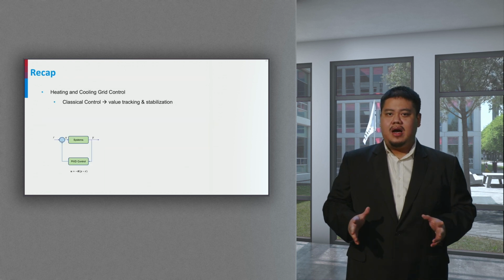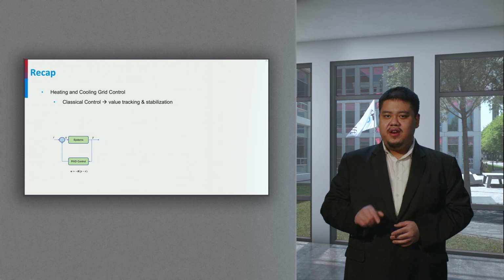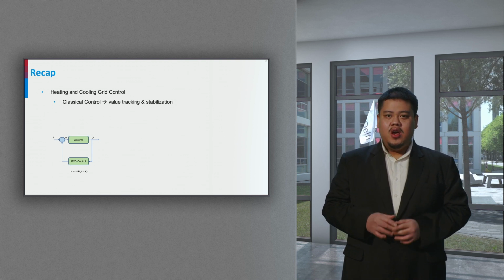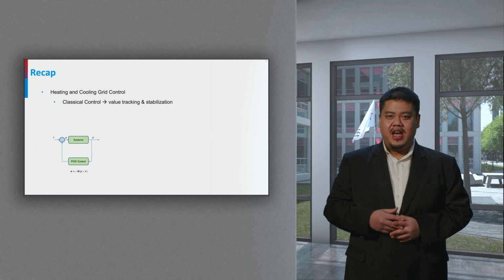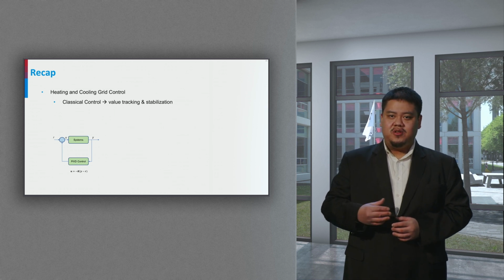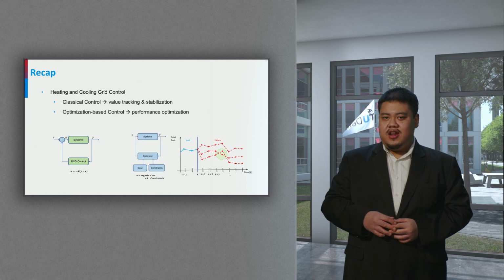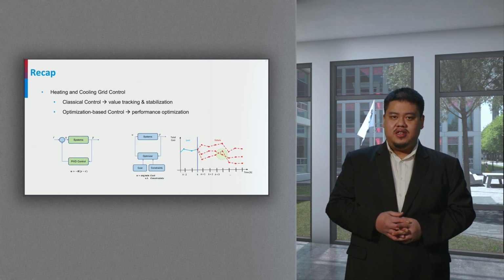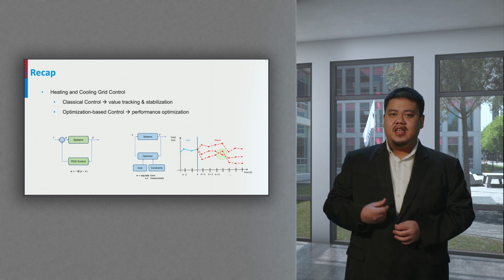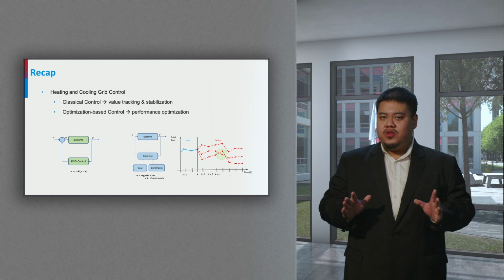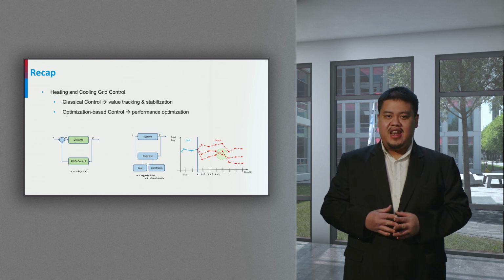Now, let's wrap up our discussion. In this video, we have discussed the control strategies in heating and cooling networks. We learned how classical control systems help drive and maintain the controlled quantities of heating and cooling components. We also learned how optimization-based controllers are useful for exploiting the flexibility sources to optimize the network performance. Both controllers are critical tools to realize next generation heating and cooling networks.